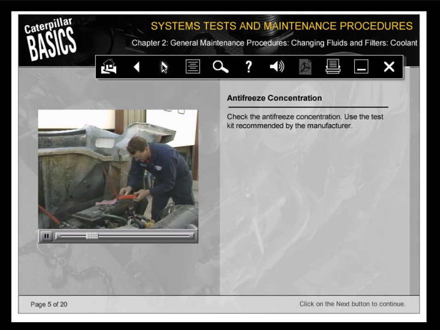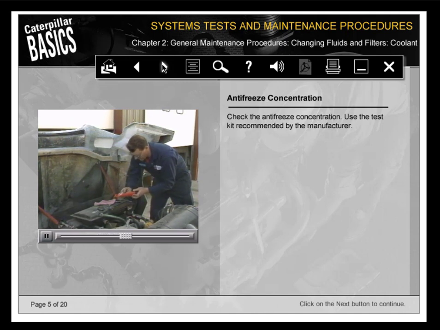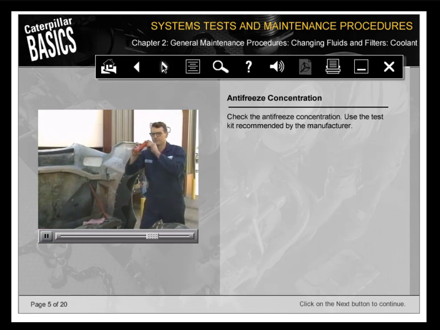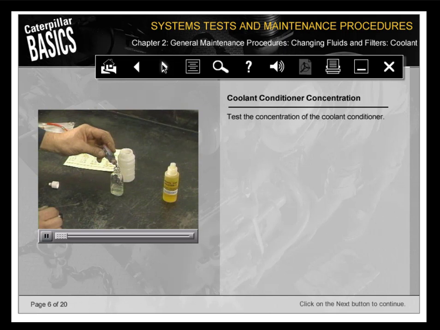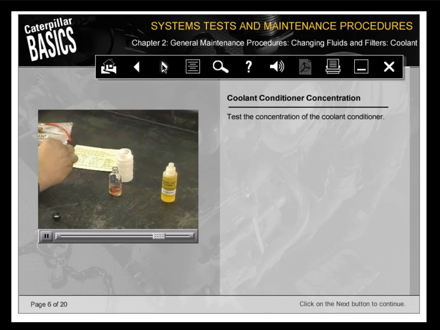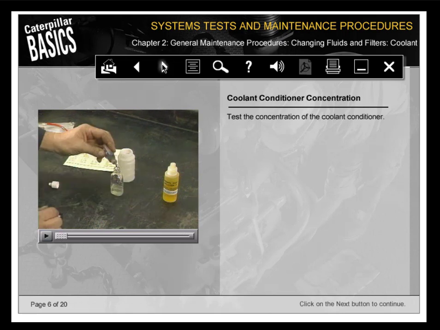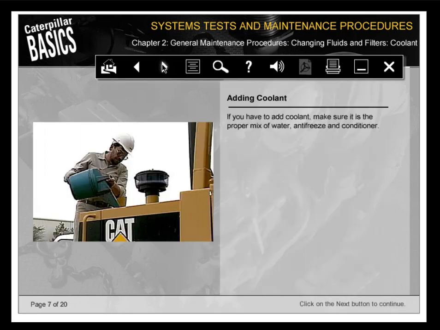Check the antifreeze concentration. Use the test kit recommended by the manufacturer. Test the concentration of the coolant conditioner. If you have to add coolant, make sure it is the proper mix of water, antifreeze, and conditioner. There are two methods to add coolant conditioner, a spin-on element or liquid conditioner.